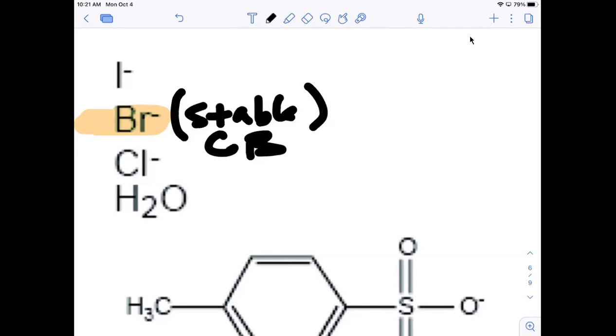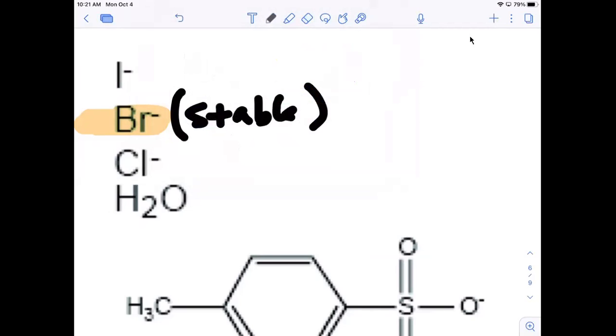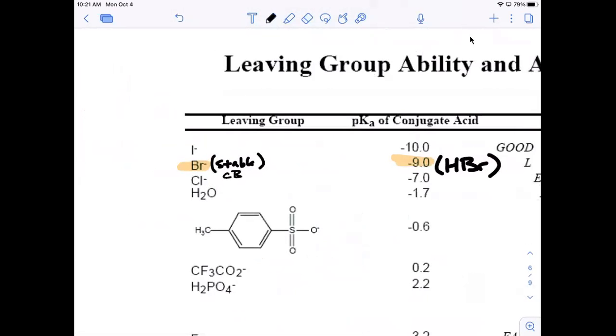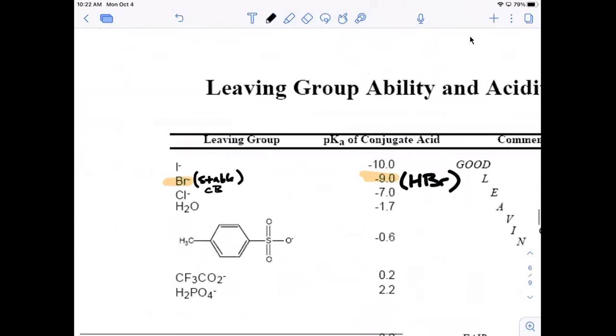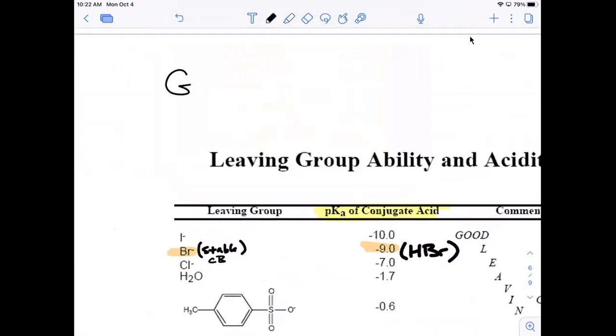Right, so if it's stable as a conjugate base, that means it's going to be a good leaving group. So that's what we use to determine whether or not something is a good leaving group. We look at the conjugate acid pKa. And there's a chart right here. So if you have a question about whether something is a good leaving group, a good leaving group has a conjugate acid with a low pKa.